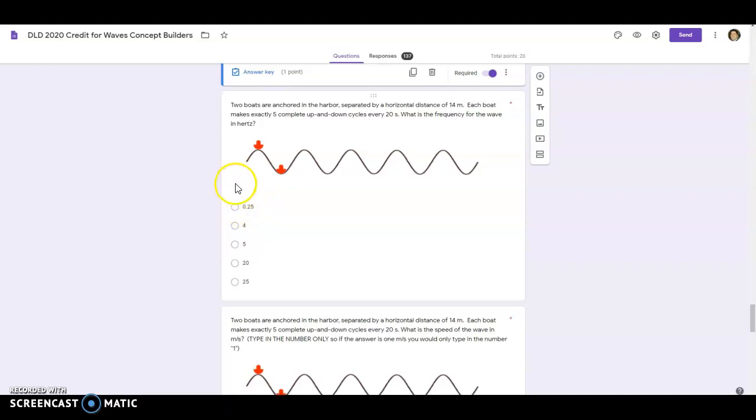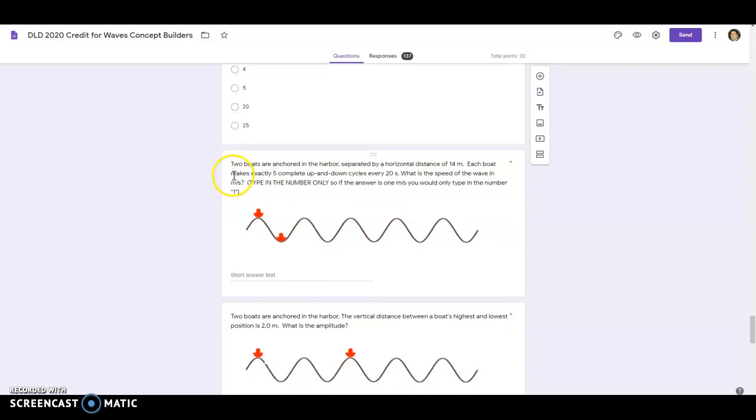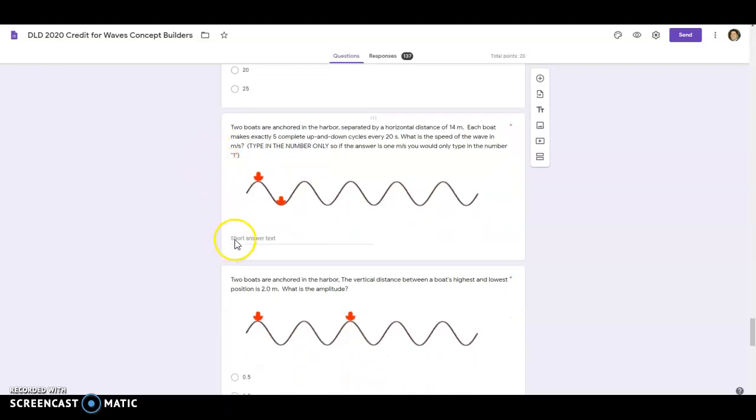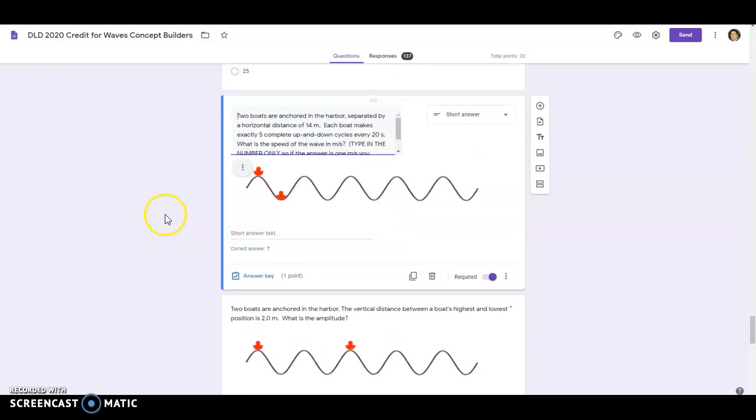Okay. This question coming up here is probably the most missed question because you have to type in an answer, a short answer, type it in. So two boats, 14 meters is from boat to boat. That's going to be 28 meters for the wavelength. 5 complete up and down cycles every 20 seconds. What's the speed in meters per second?